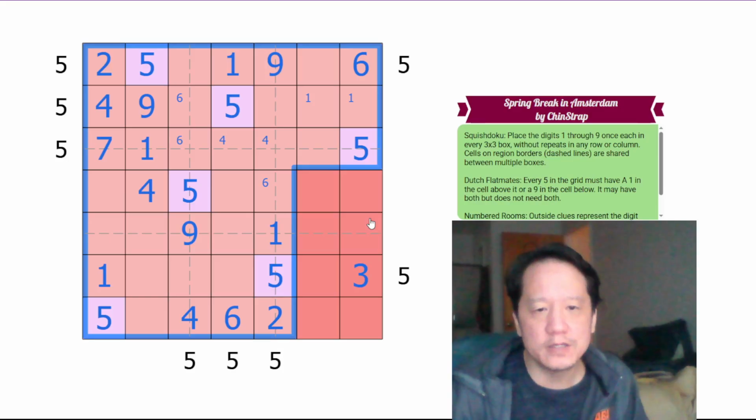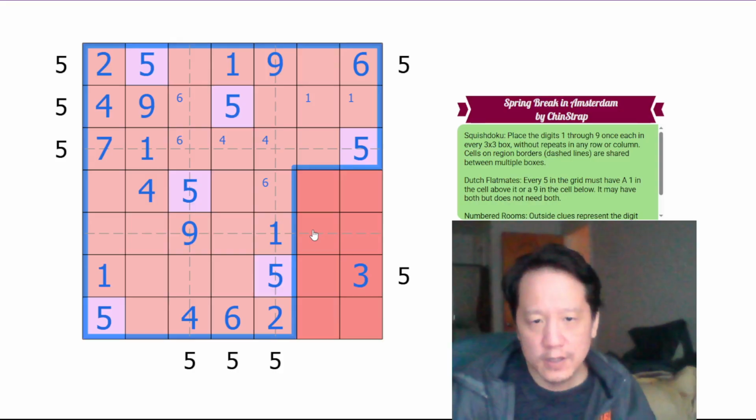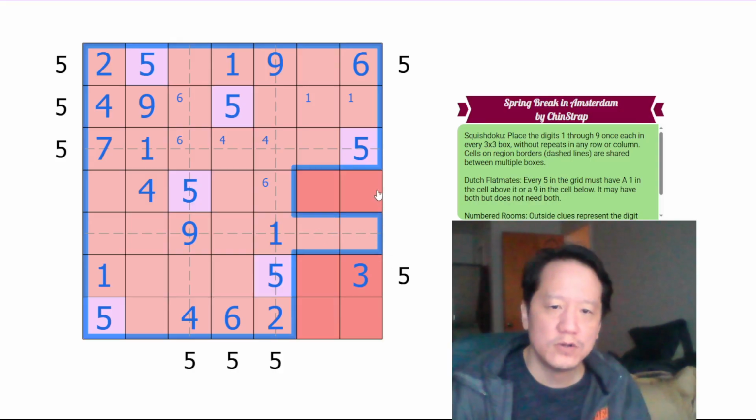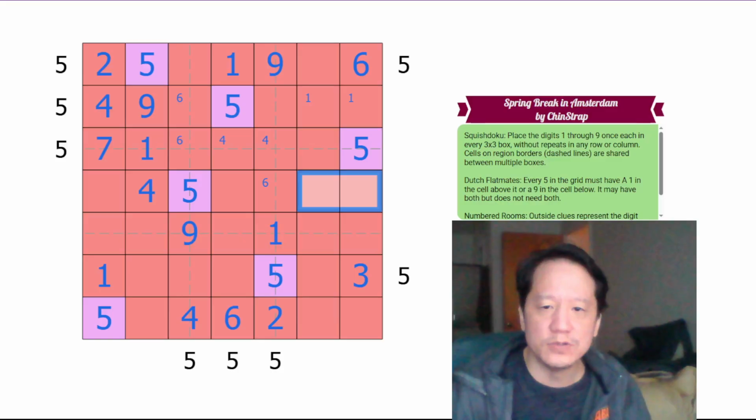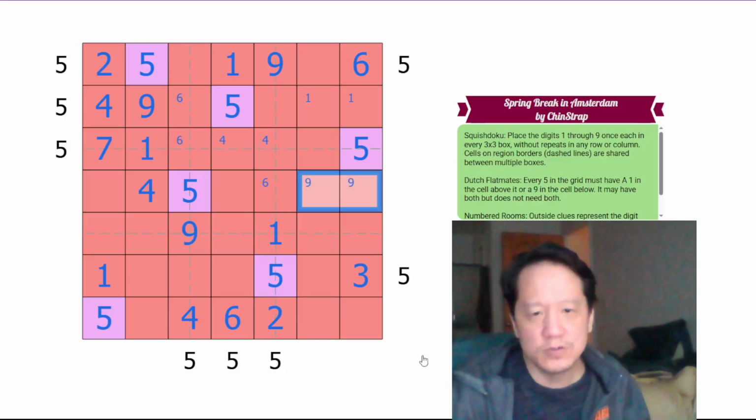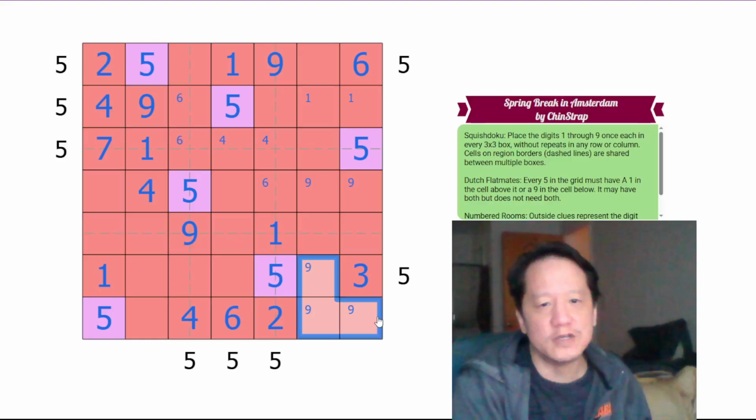Therefore, we need to have a 9 in this right central box. Cannot be here because of 9 in the row. So that means one of these two is a 9. So one of these two is a 9. We have one of these 3 as a 9.